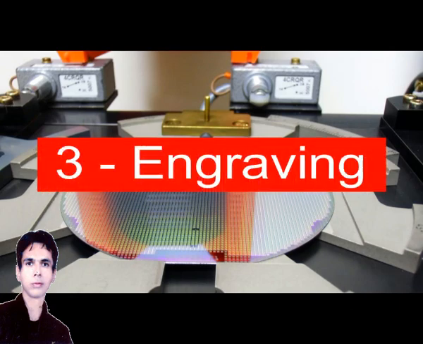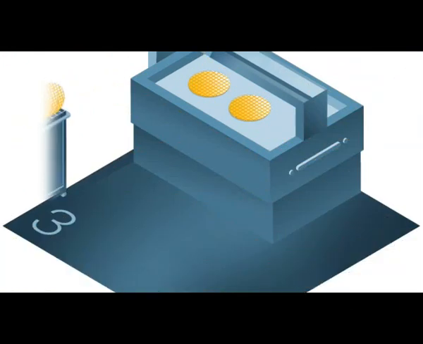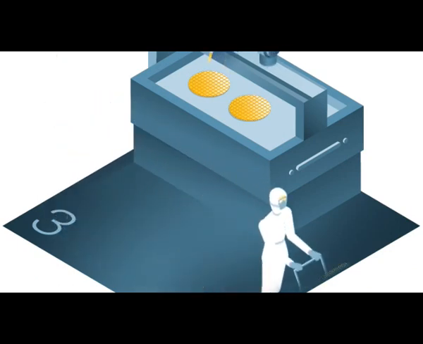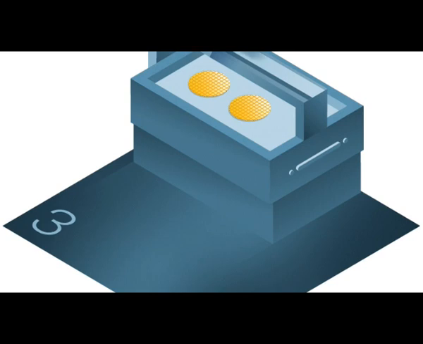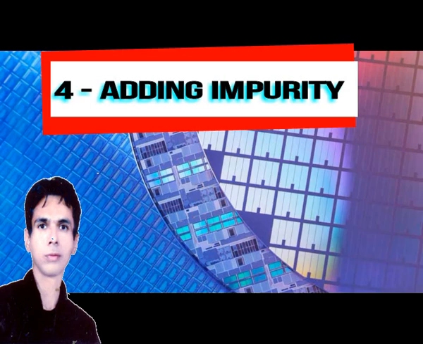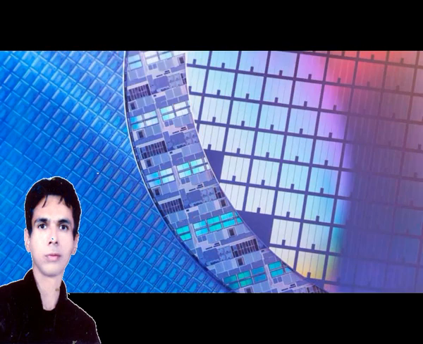3. Etching. The created wafer is placed in chemicals so that the parts that are not needed are dissolved in them. 4. Adding impurity. In this step, impurity is added to the existing semiconductor materials to create areas with different electric charges.